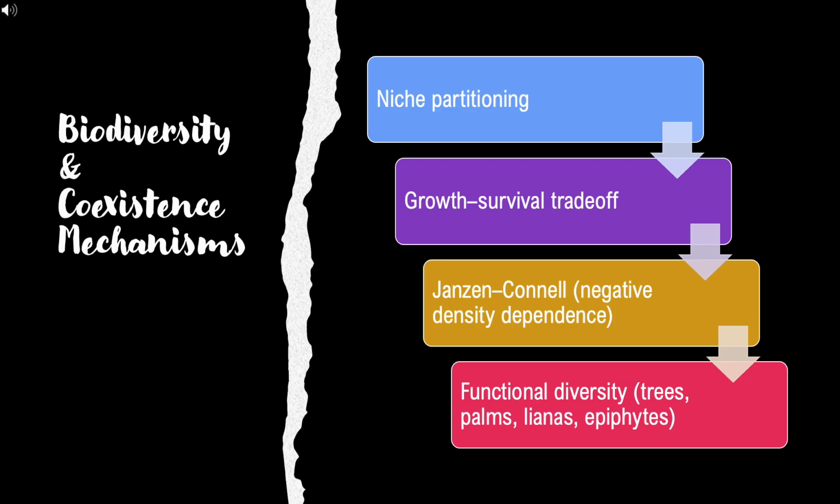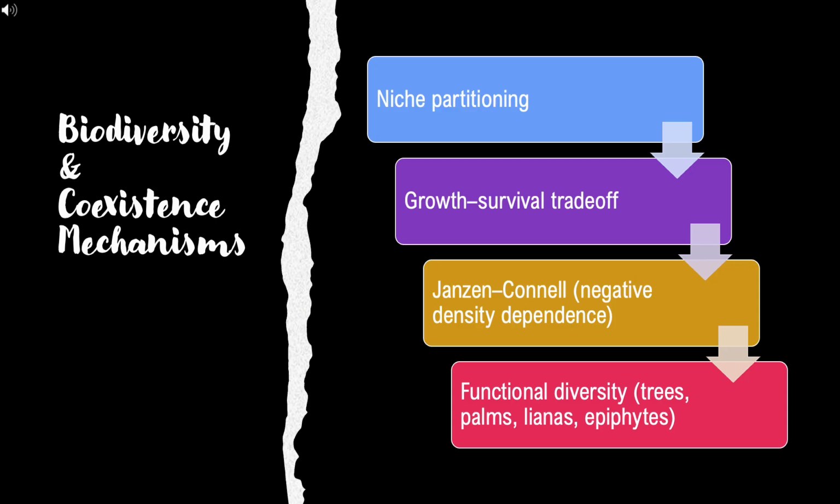The first is niche partitioning. Different species use resources in slightly different ways. Maybe one tree species peaks its root activity at a different soil depth, or flowers at a different time of year. These small differences add up to allow many species to share the same space without directly competing.